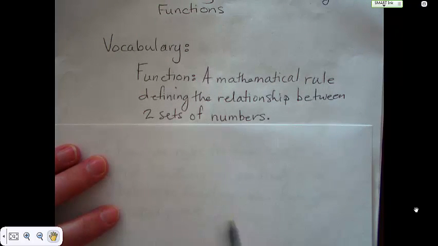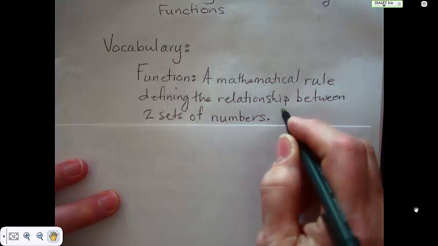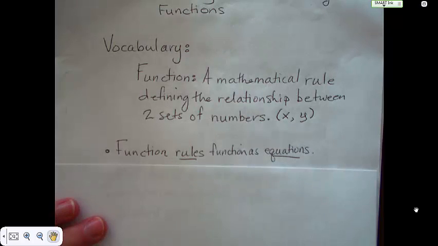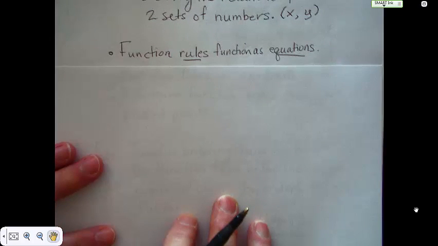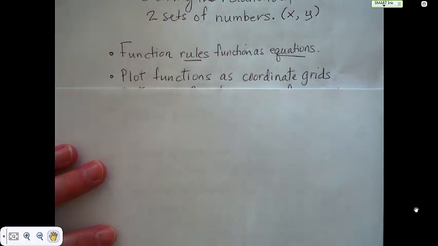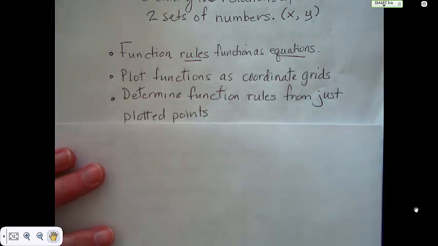A function is a mathematical rule defining the relationship between two sets of numbers, usually an x and a y. Okay? Function rules are usually equations. Usually you will find if there's a function, there is an equation, and it's usually an equation that has to do with x's and y's. Occasionally they change the variables, but functions are generally graphed, and so they have to get along with a coordinate plane. We are going to plot functions as coordinate grids. We are going to look at a coordinate grid that's already been plotted and see if we can figure out the function from that.